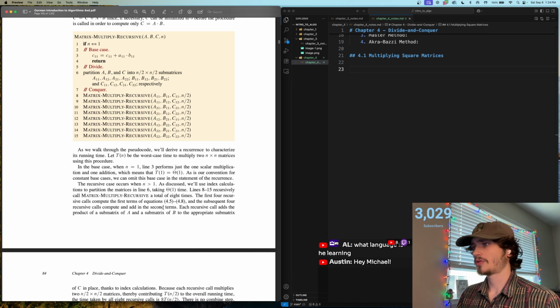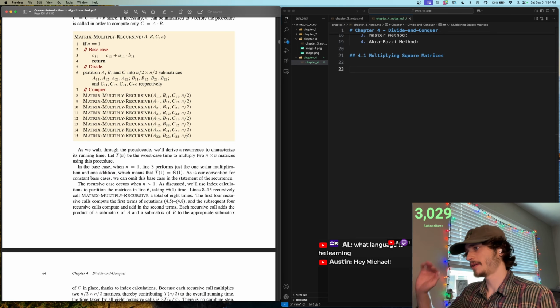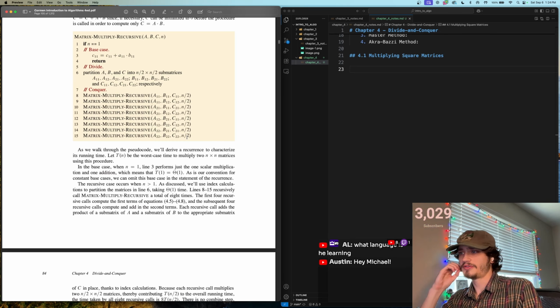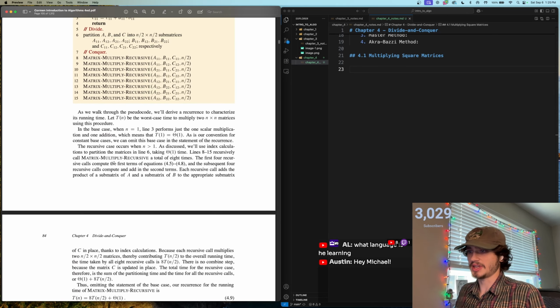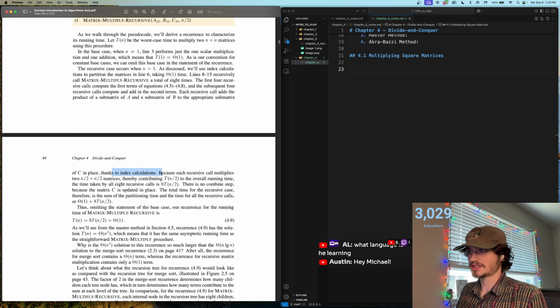The recursive case occurs when n is greater than 1. As discussed, we'll use index calculations to partition the matrices in line 6 taking theta 1 time. Lines 8 through 15 recursively call matrix multiply recursive a total of 8 times. The first 4 recursive calls compute the first terms of equations 4.5 through 4.8, and the subsequent 4 recursive calls compute and add in the second terms. Each recursive call adds the product of a submatrix of A and a submatrix of B to the appropriate submatrix of C in place, thanks to index calculations.